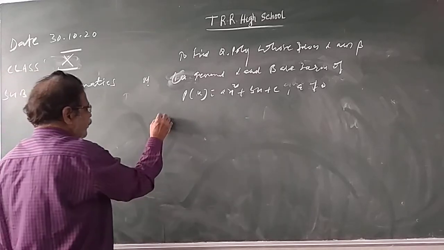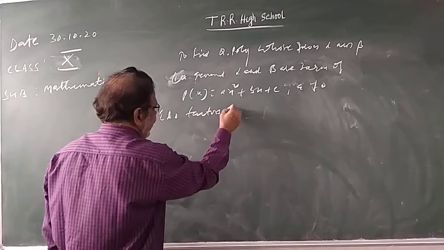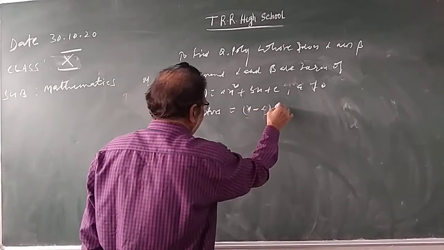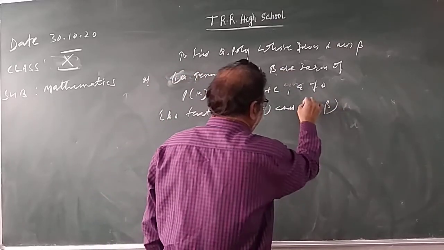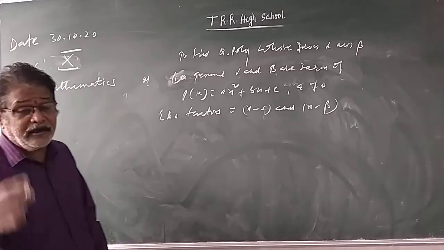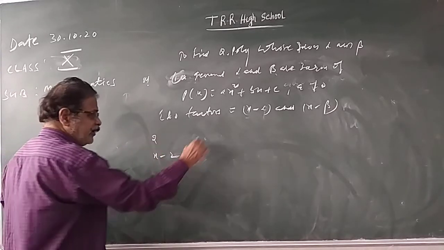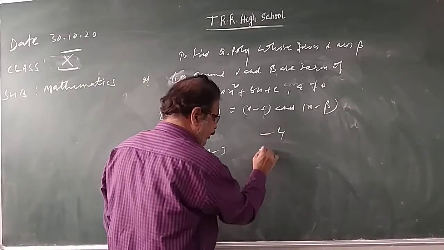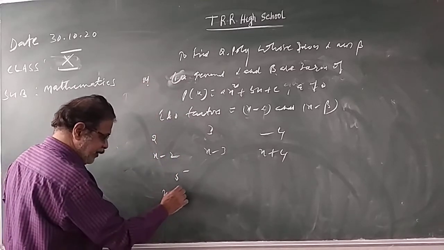Its factors: when the zero is alpha, its factor is x minus alpha. And when beta is a zero, its factor is x minus beta. I already explained the factor theorem in the 9th class. If 2 is a zero, its factor is x minus 2. If 3 is a zero, its factor is x minus 3. If minus 4 is the zero, its factor is x plus 4. If 5 is the zero, its factor is x minus 5.